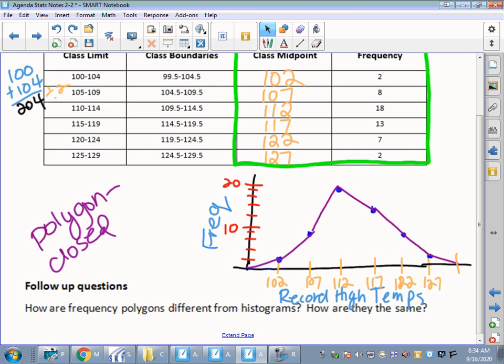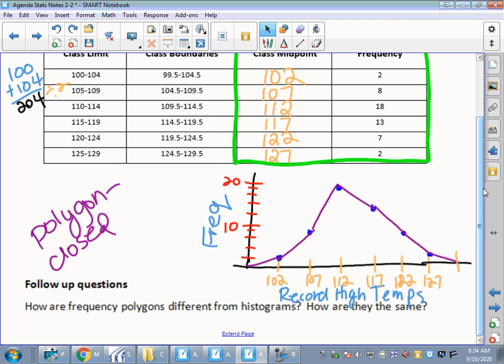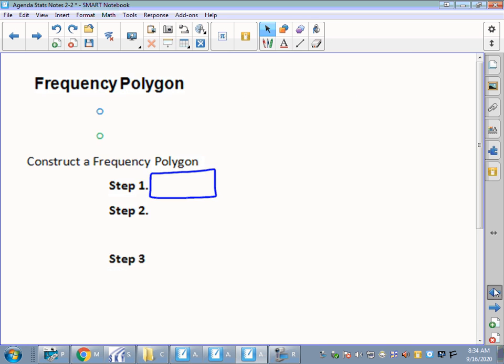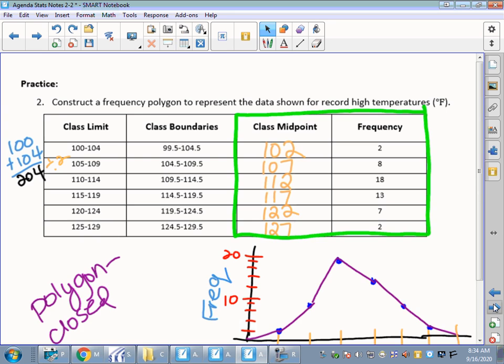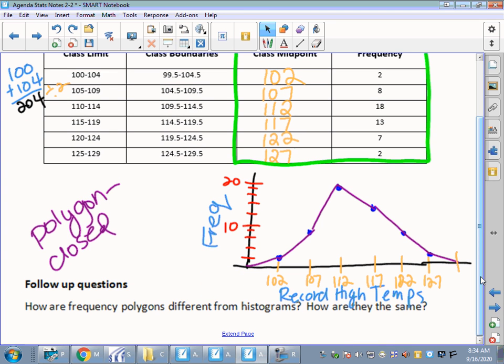How is a frequency polygon different from a histogram? Same data, same shape. However, it's dots and lines as opposed to bars. So they really are using all the same data, and they do show us the same shape. If you look back at this, just picture what that shape looks like. Don't make it a curve when you connect them. It's line segments for that polygon.